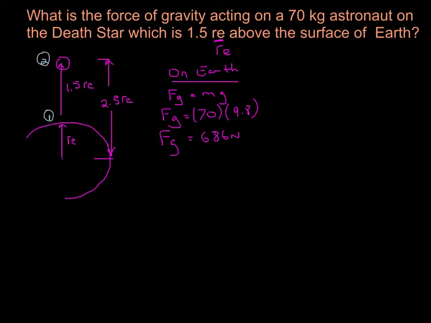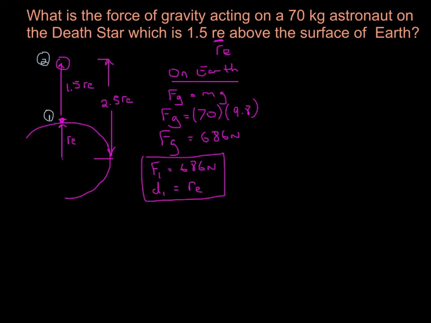So on Earth, I'm going to call this F1. You could call it FG1 if you want. That's 686 newtons. And I know that the distance I am at position 1 is 1 Earth radius away. These aren't answers, these are just some things I'm going to need to know.